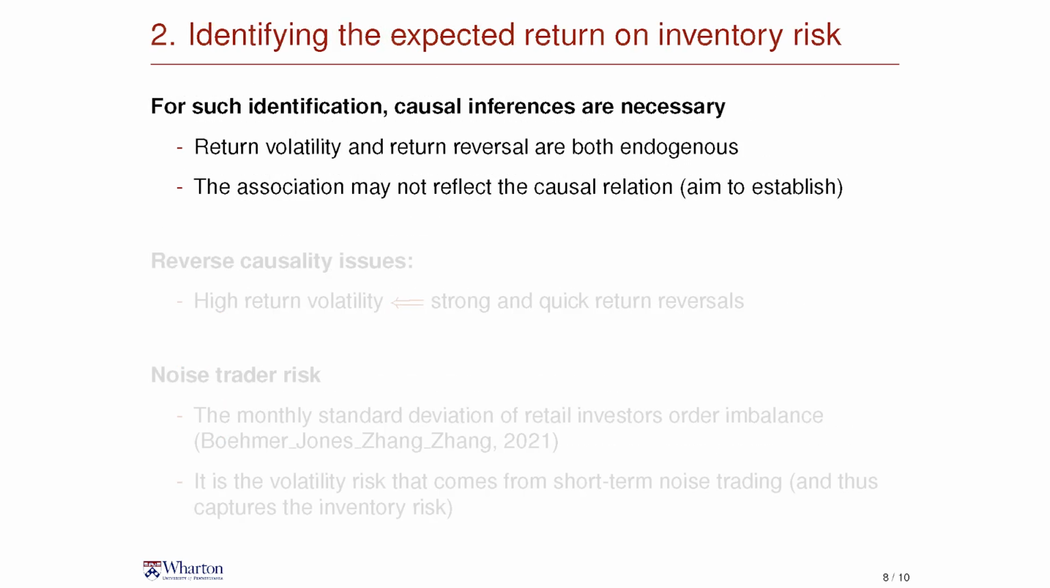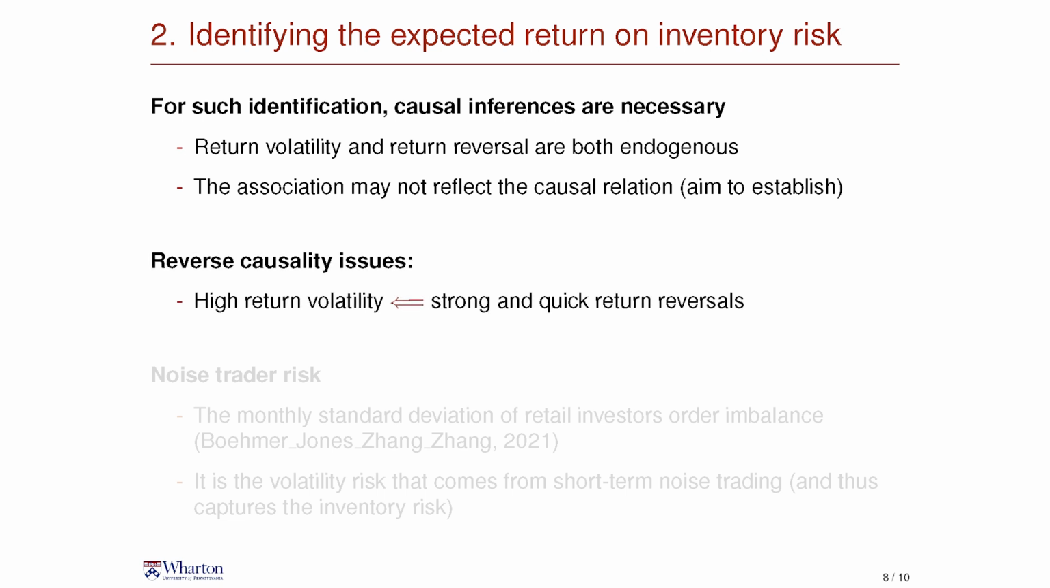My second comment will be the identification of this inventory risk. I think it's definitely there, it's very important, but how can we better identify and estimate it? This paper already made huge progress on it, but to give a better answer, we should be more careful about causal inference. Because we all know that return volatility, the measure this paper used to proxy inventory risk, and the return reversal are both highly endogenous. When you think about the association in the cross-section of two highly endogenous variables, this association may not reflect a causal relation, which means that inventory risk caused the reversal.